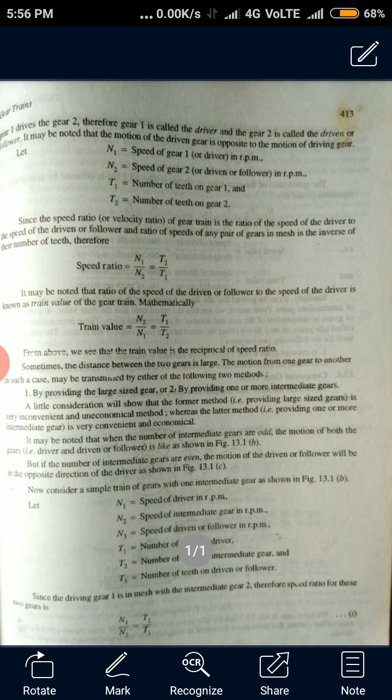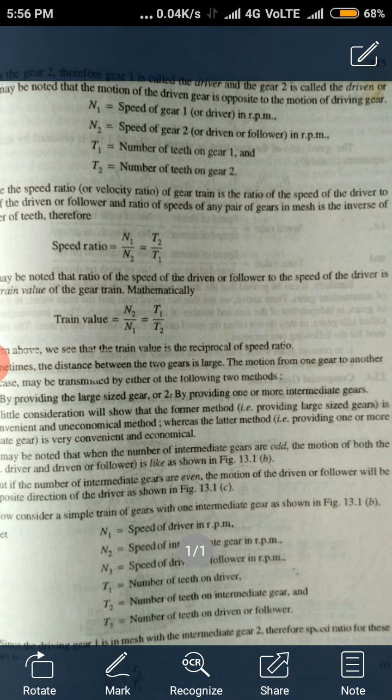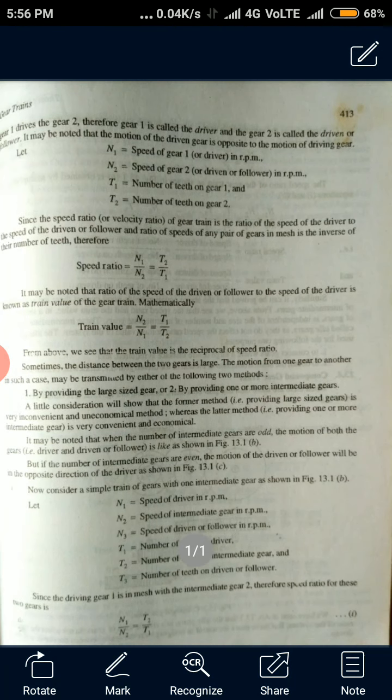So in that case, how to find the speed ratio, that is the velocity or speed of the driver to the speed of the follower. Now you see here, n1 is the speed of the driver, n2 is the speed of the intermediate gear, n3 is the speed of the follower, t1 is the number of teeth on the driver, t2 is the number of teeth on the intermediate gear, t3 is the number of teeth on the follower.